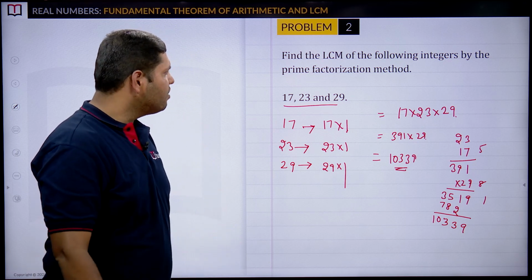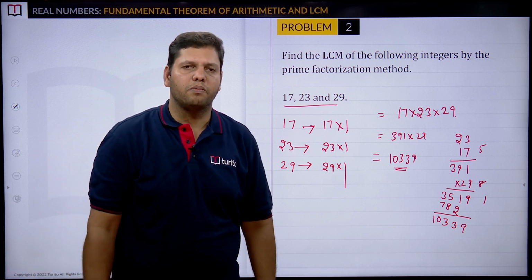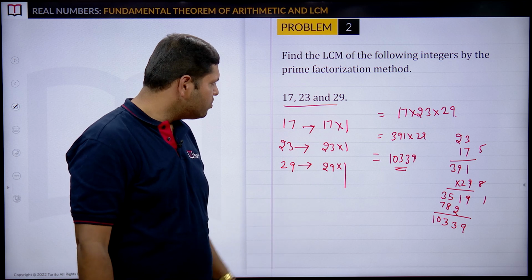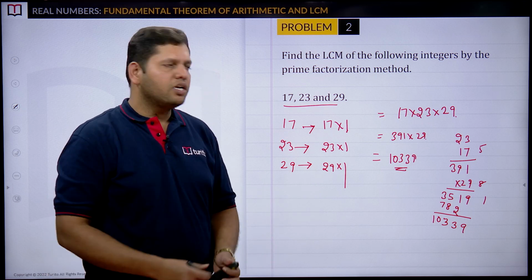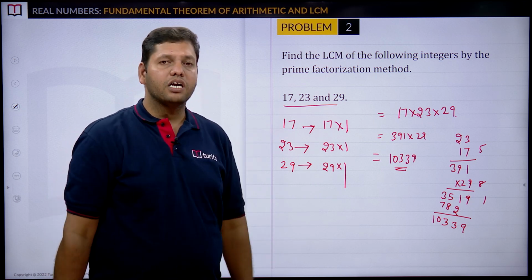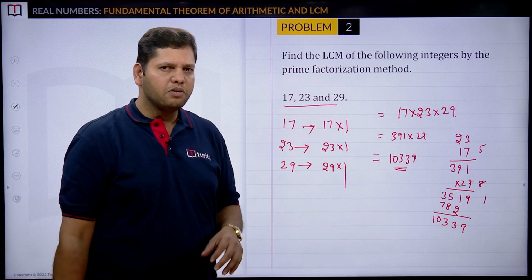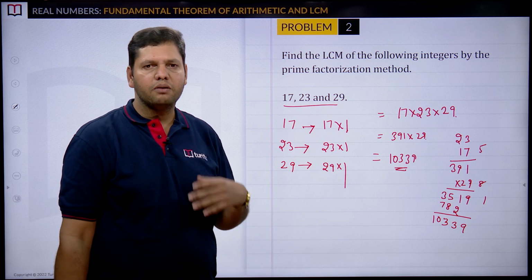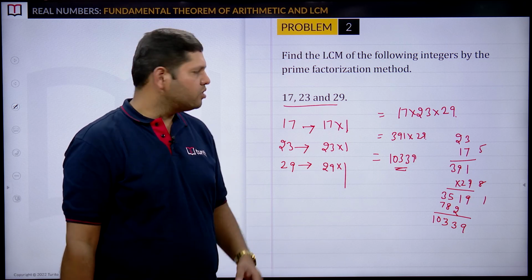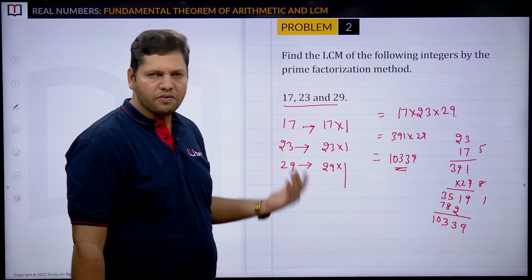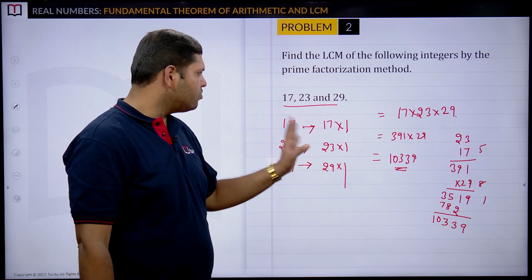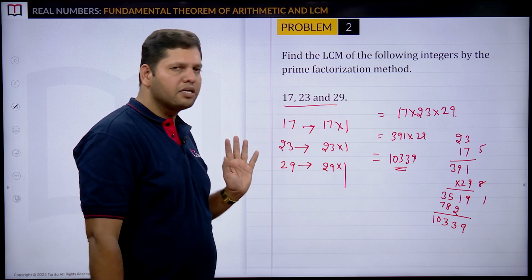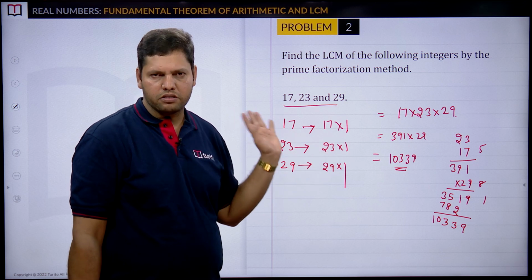So it is finding the LCM by the prime factorization method. See children, any doubts regarding this question? Children, here all the given numbers are prime numbers. For prime numbers, we can't find any prime factorization, because a prime number doesn't have any prime factors. So directly I am writing 17 as 17 into 1, 23 as 23 into 1, and 29 as 29 into 1. Then I am multiplying all the factors. That's it.